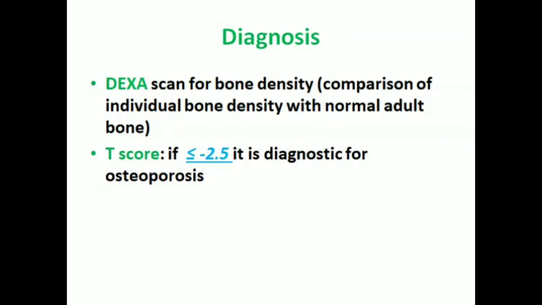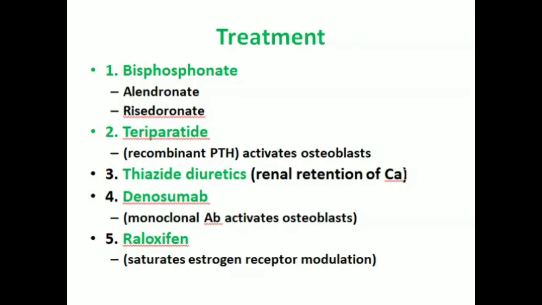Diagnosis. DEXA scan for bone density is used. In DEXA, there is a comparison of the individual's bone density with normal adults' bone. There is a scoring system, and whenever the score is less than or equal to -2.5, it is clearly diagnostic for osteoporosis. Treatment. Multiple options are available.